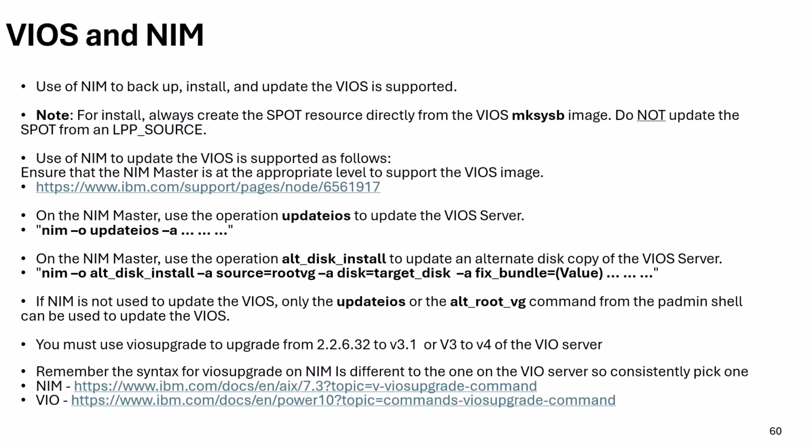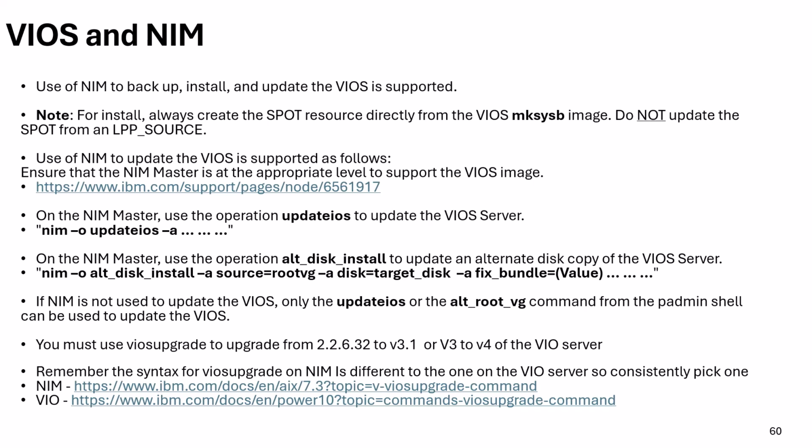You can also use NIM to back up, install, and update a VIO server. Now, if you're doing an installation or anything with a VIO server, there are only 2 files. One is the SPOT resource, and the other one is the VIO server mksysb image. You never ever update a SPOT from an LPP source, and there is no LPP source associated with VIO servers. One of the best ways to destroy a VIO server is to apply an LPP source to it.